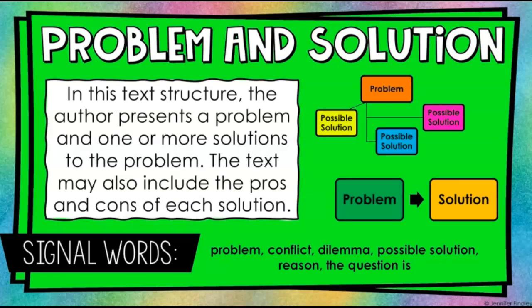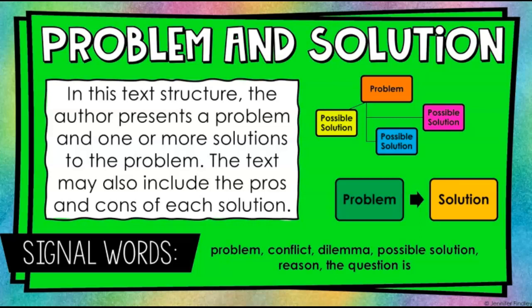Next up, we have problem and solution. Problem and solution is another text structure. And in this structure, the author presents a problem and one or more solutions to that problem. The text may also include the pros and cons of each solution.